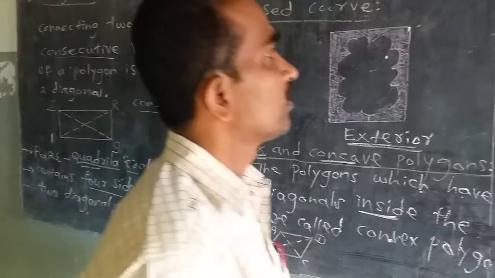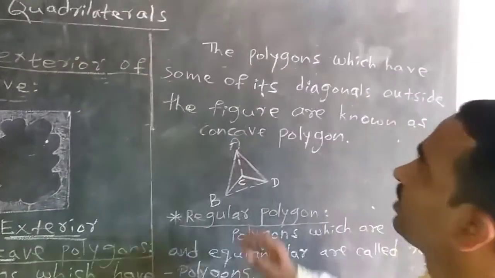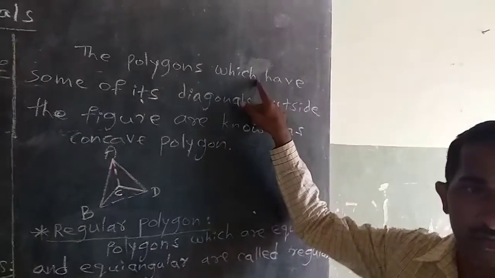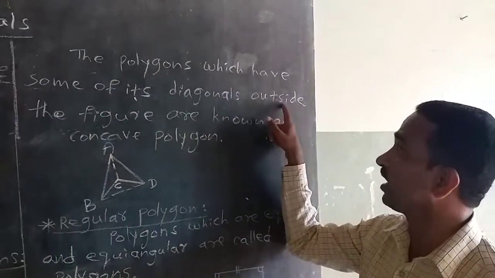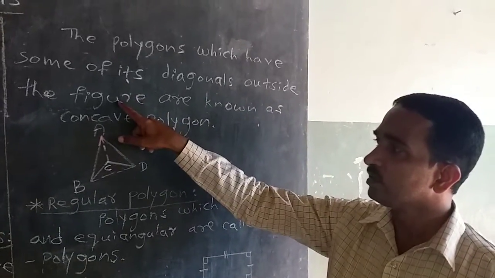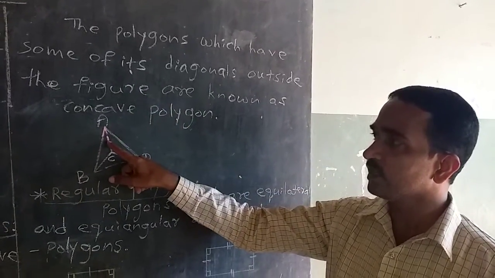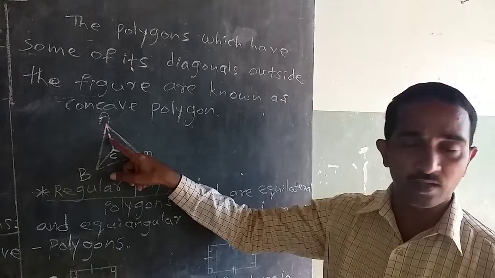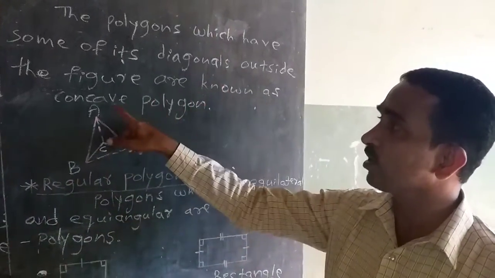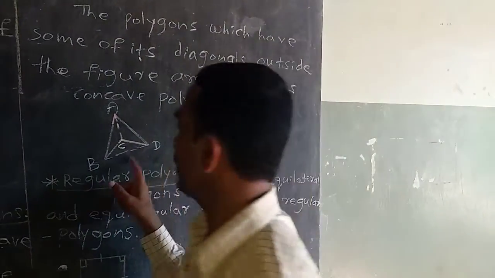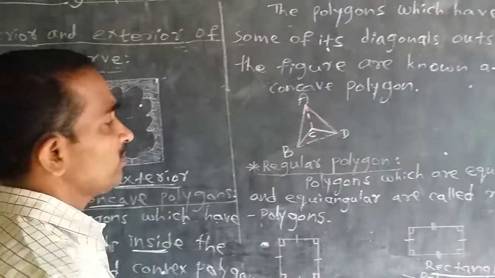Second one, concave polygon. The polygons which have some of their diagonals outside the figure. Here see this one, this is the diagonal outside the figure. That's why this is called what? Concave polygon. This is the example for a concave polygon.